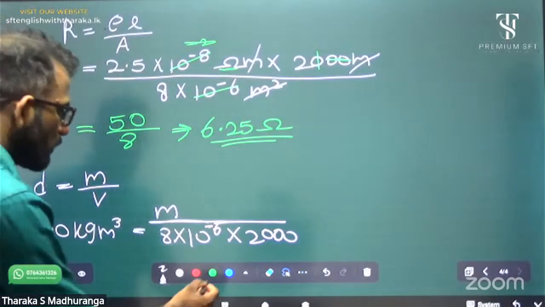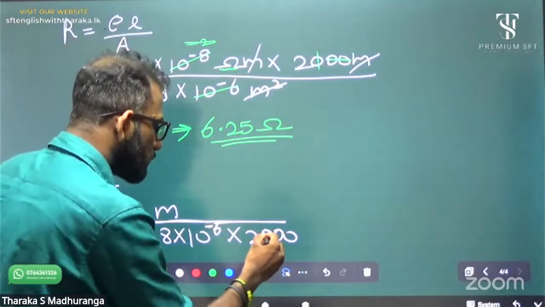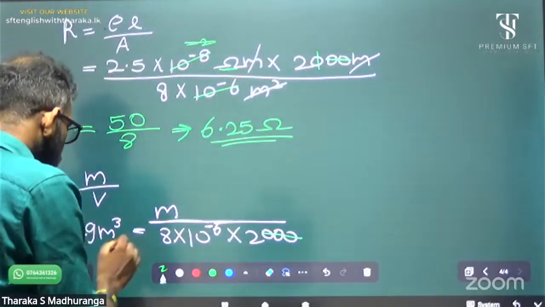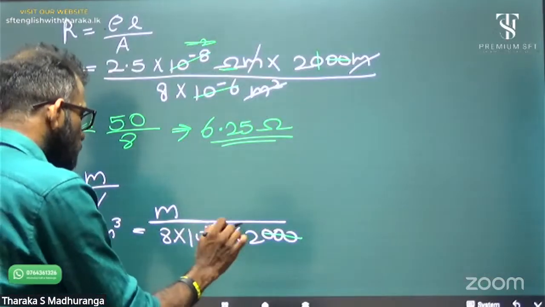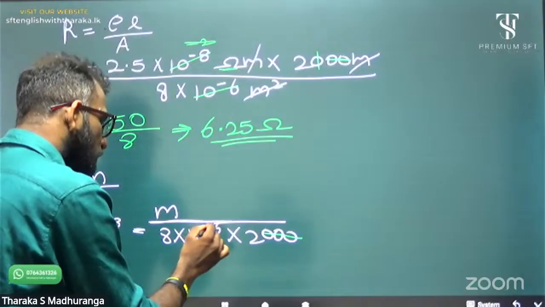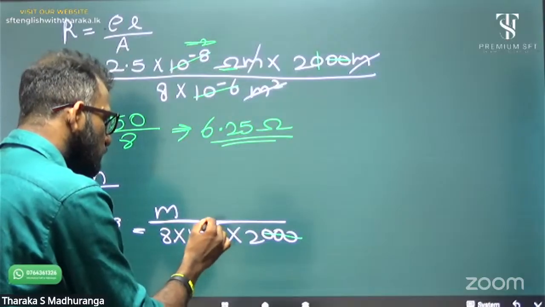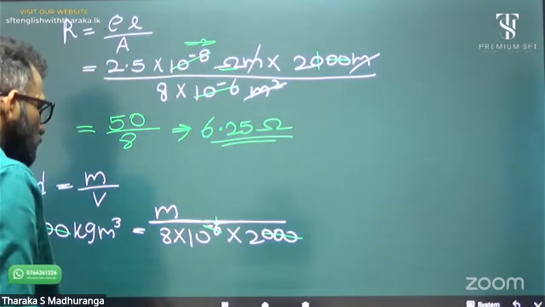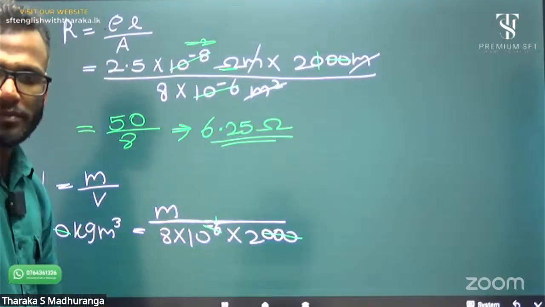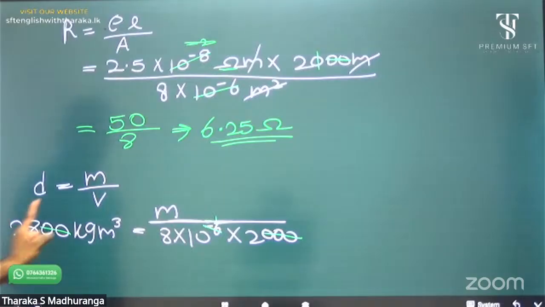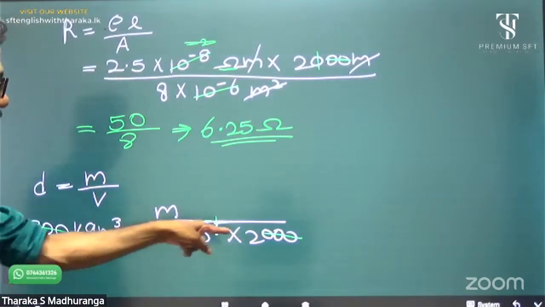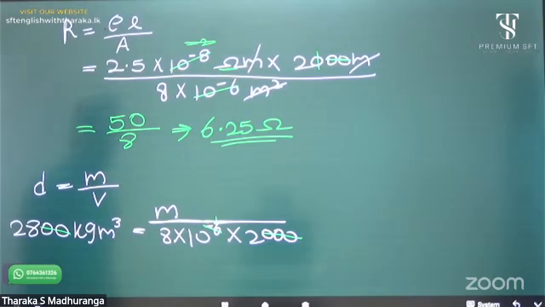Now 10 to the power minus 6 and 3 zeros cancel. Cross multiplication, 5 zeros cancel. Then 10 to the power minus 6 can be converted into minus 1. Now 28 into 8 into 2, that means 28 into 16. What is the value? 28 into 16. Quickly.